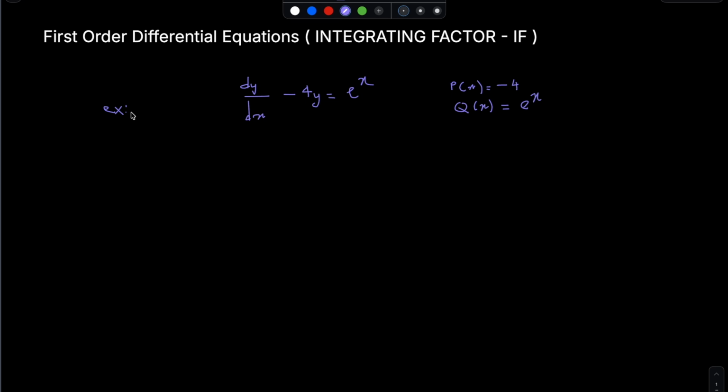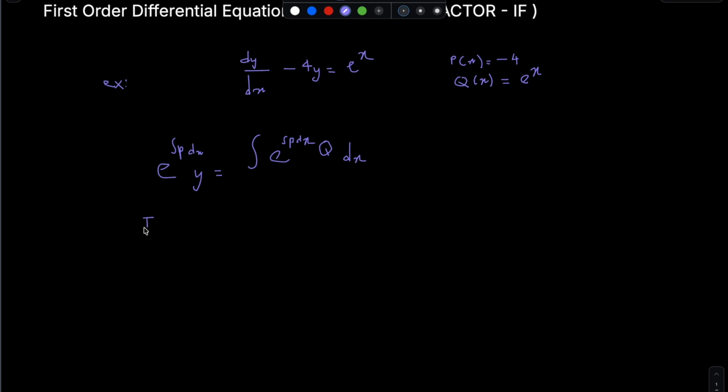As I previously mentioned, the general solution of this type will be given by the integrating factor times y equals the integral of IF times Q. The first thing you can do when you get a question like this is to simply state the integrating factor. That way you'll score the first 2 marks in the question. In this case, the integrating factor is e to the power of the integral of -4 dx.